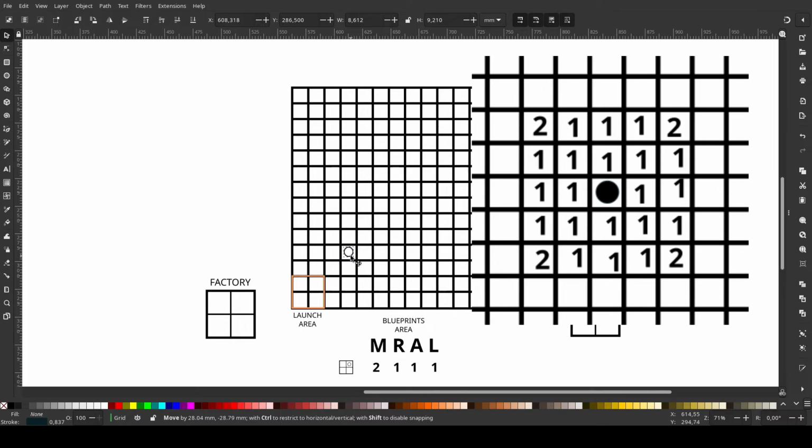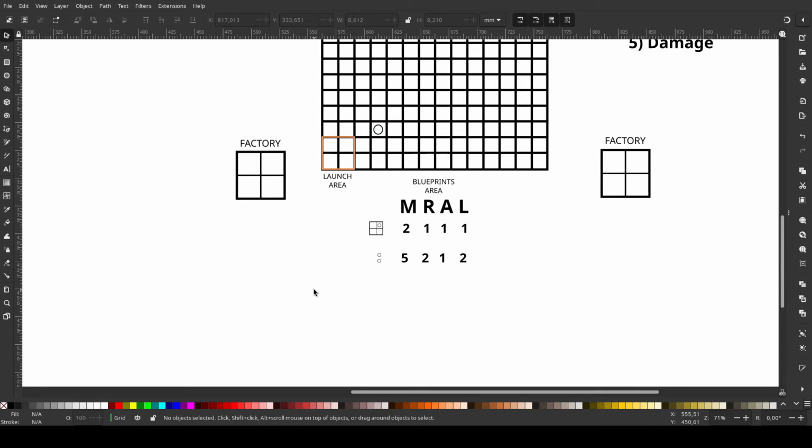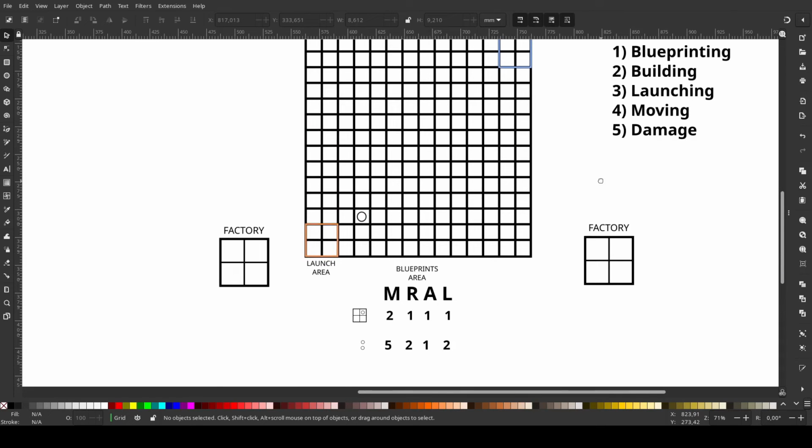But all subsequent diagonal movements cost 2. So I could move here and then here with 2, but I couldn't move from here to here with 2. So let's say I move it here. Okay, and now it would be my opponent's turn, and they would go through the same phases.